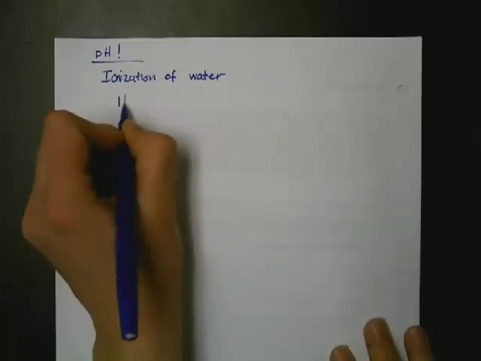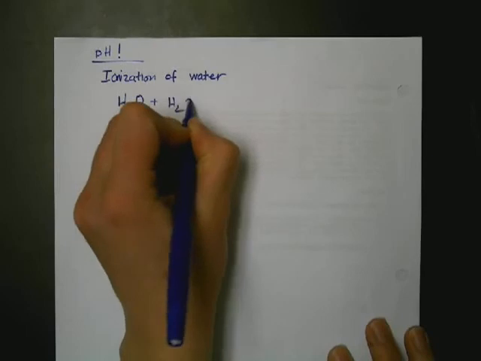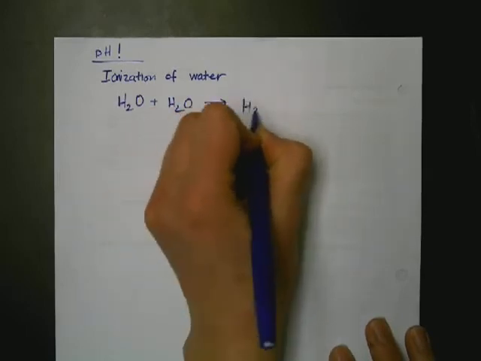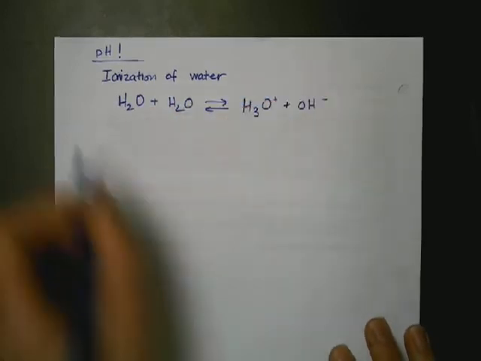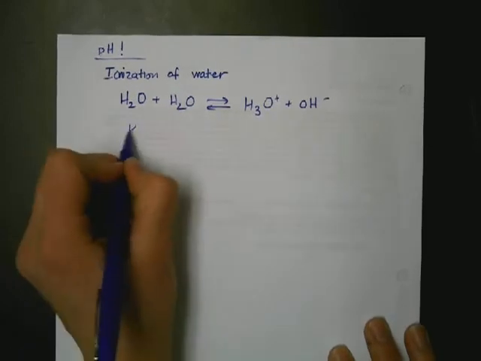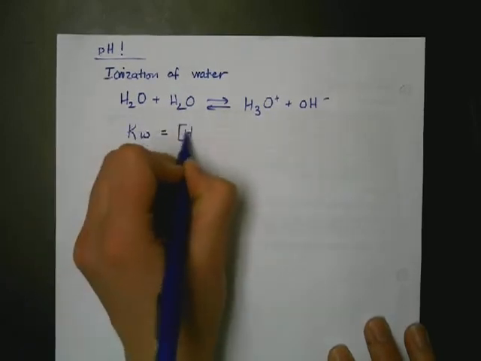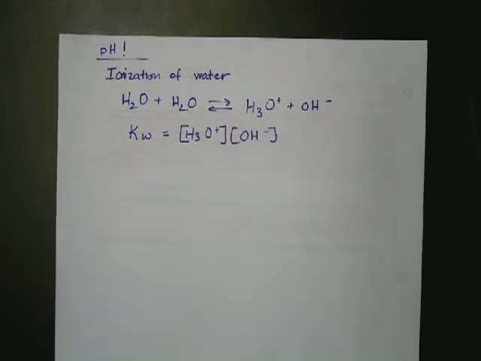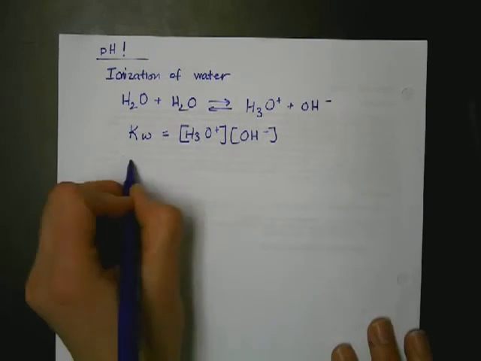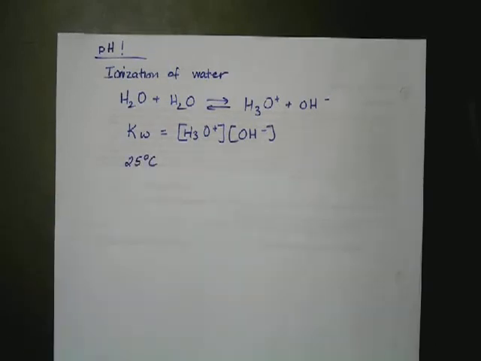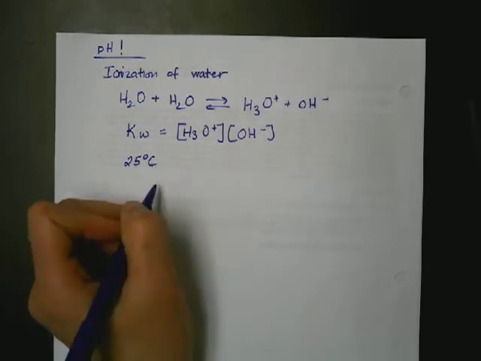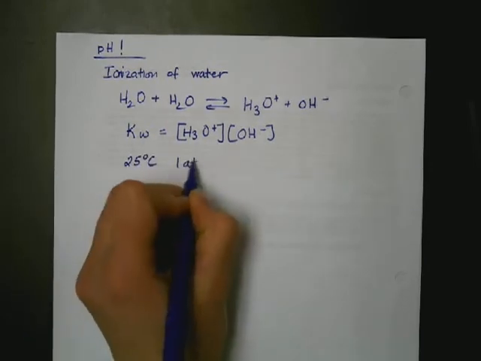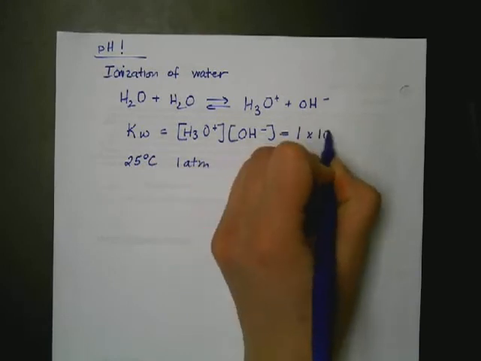All right, so we have the ionization of water, where two water molecules collide and make hydronium ion and OH minus. When we write the equilibrium expression for this, we call it Kw. This is a constant value under standard conditions, which is 25 degrees Celsius. Remember, standard conditions are different from standard temperature and pressure: 25 degrees Celsius instead of 0 degrees Celsius, and 1 atm. Kw equals 1 times 10 to the minus 14th.